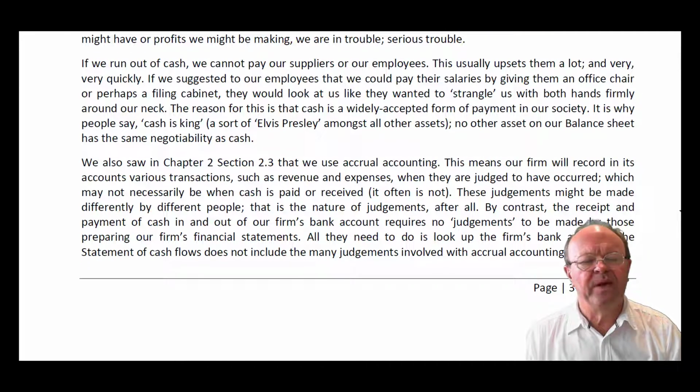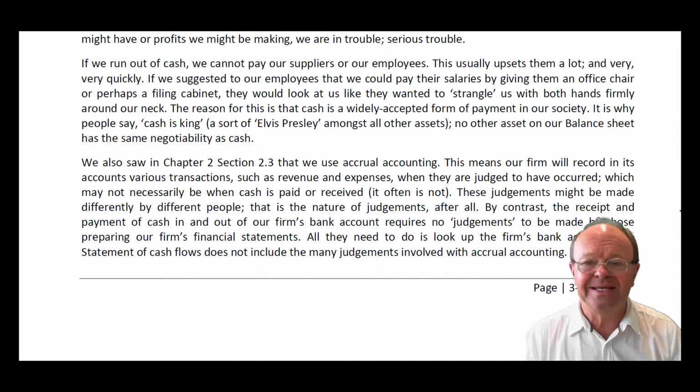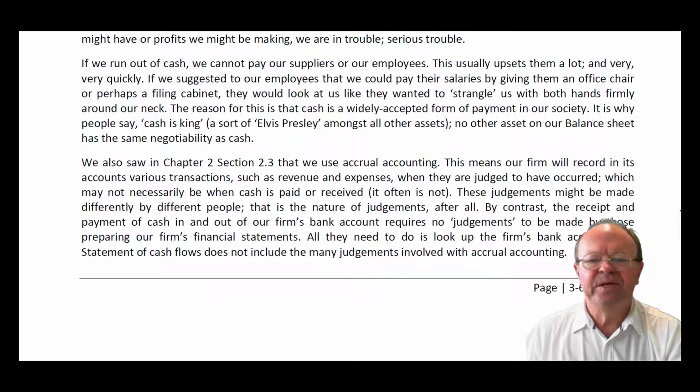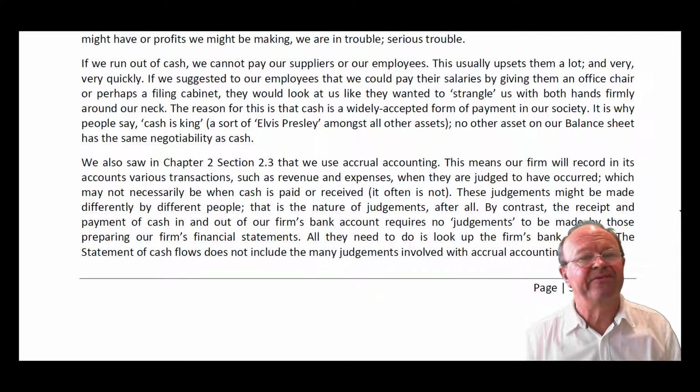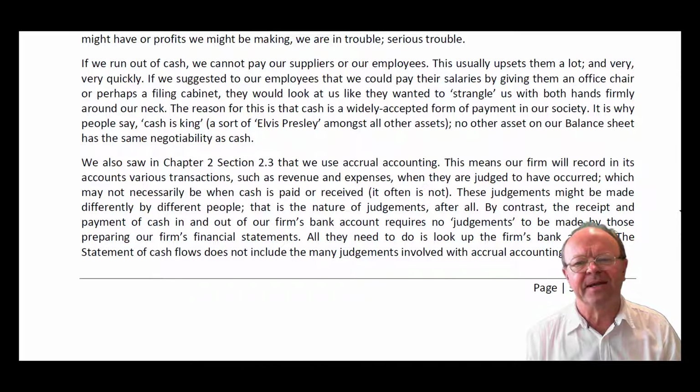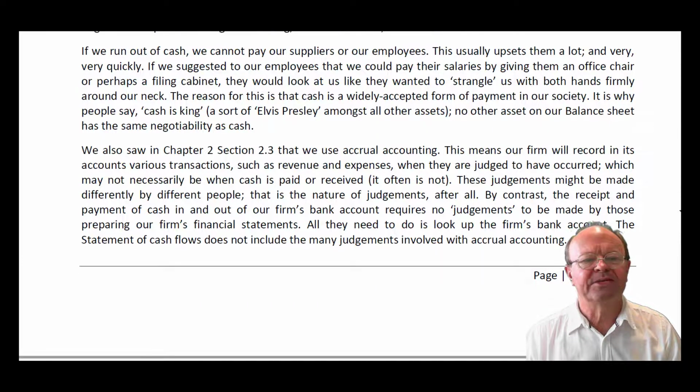If we run out of cash, we cannot pay our suppliers or our employees. This usually upsets them a lot, and very, very quickly. If we suggested to our employees that we could pay their salaries by giving them an office chair or perhaps a filing cabinet, they would look at it like they wanted to strangle us with both hands firmly around our neck. The reason for this is that cash is a widely accepted form of payment in our society. It is why people say cash is king, a sort of Elvis Presley amongst all other assets.